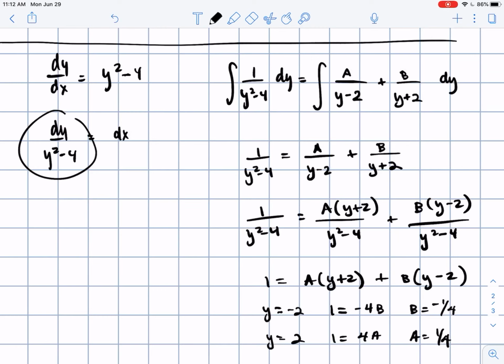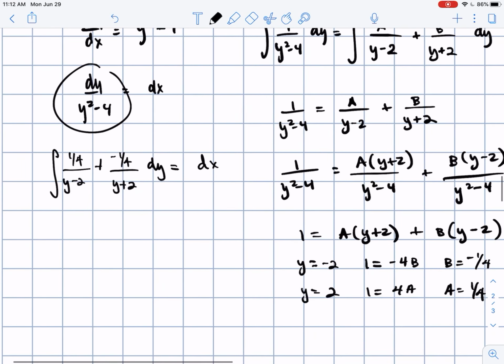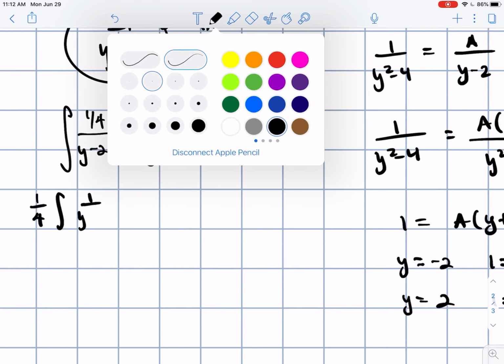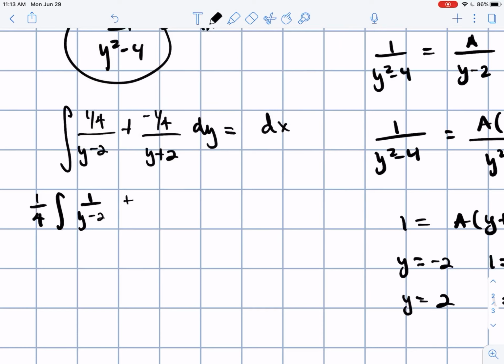A is positive 1/4. So here we're going to have 1/4 over y minus 2 plus a -1/4 over y plus 2 dy, and then that'll equal dx. Okay, so once you're at that step, let's just take out that 1/4, and this way you don't have to see it. Make sure you keep the sign.